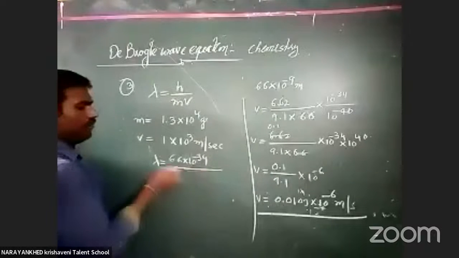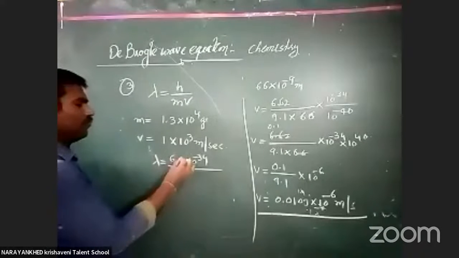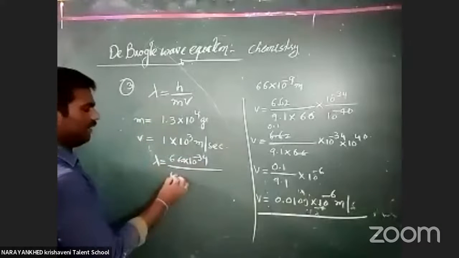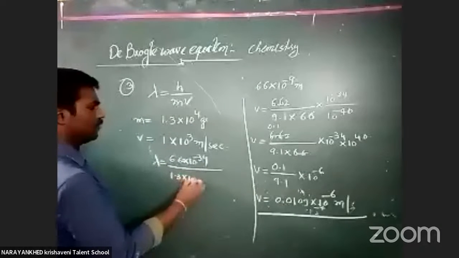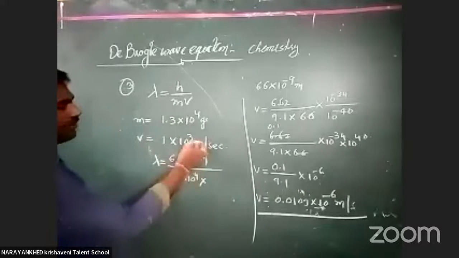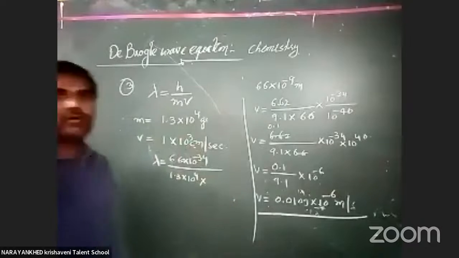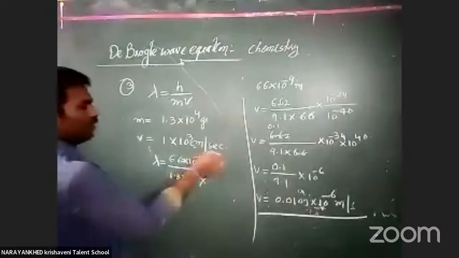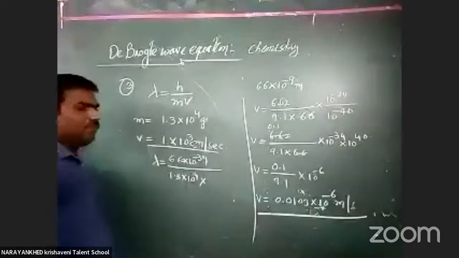Yes, you know very well, 6.62. And now the mass is given directly, 1.3 into 10 to the power of 4. And here they have given the velocity in centimeters per second. Clear or not, all the students? They have given centimeters per second. Now you convert it into meters per second.